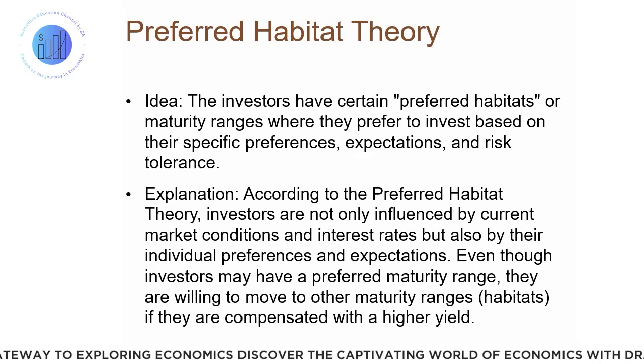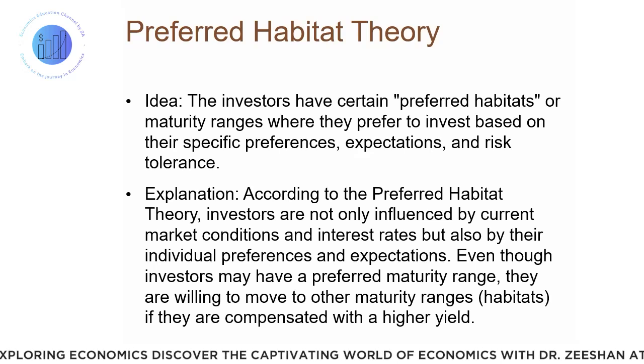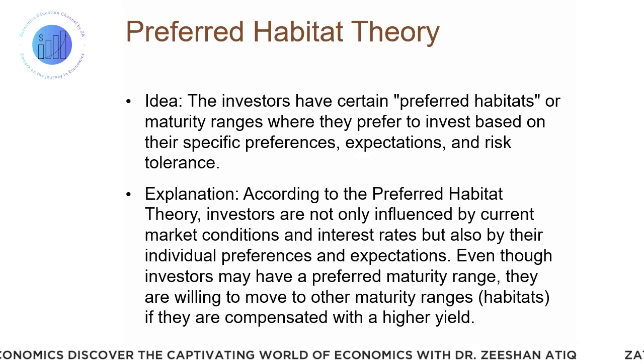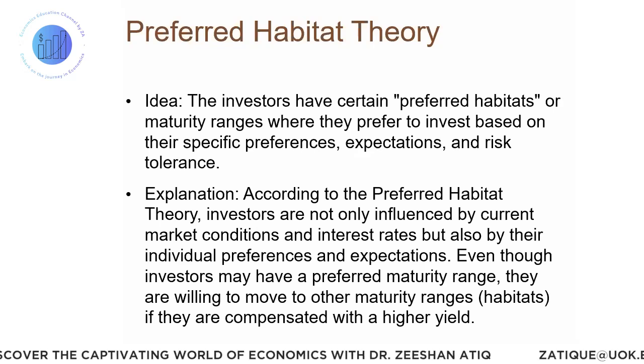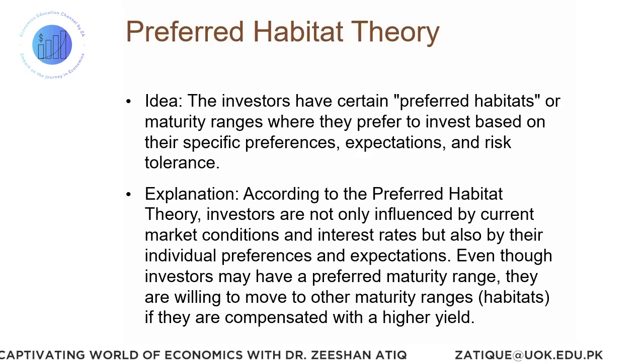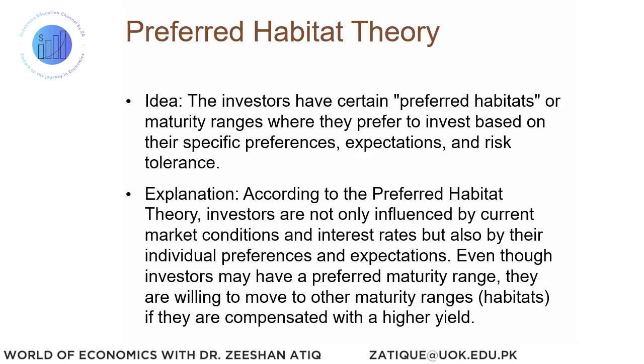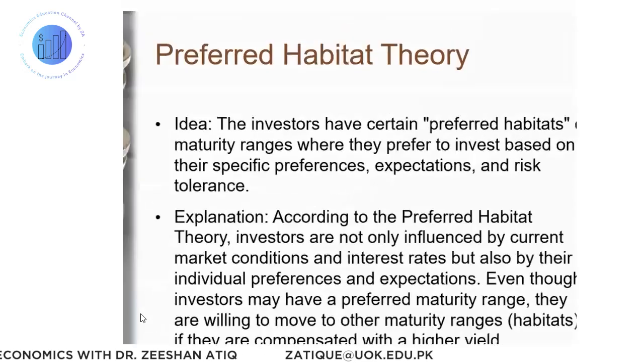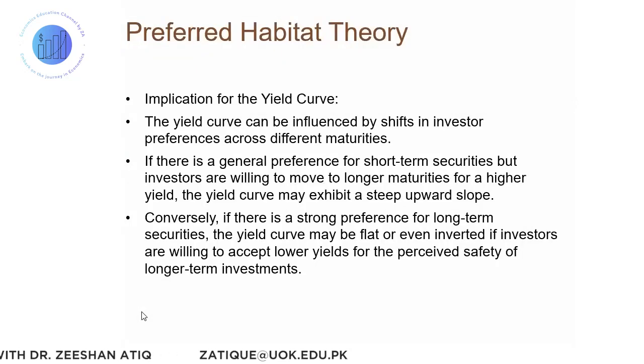Investors have different expectations, different preferences, different risk tolerances. So according to this theory, investors are influenced not only by current market conditions and interest rates, but also by their individual preferences and expectations. So what are the implications for the yield curve?